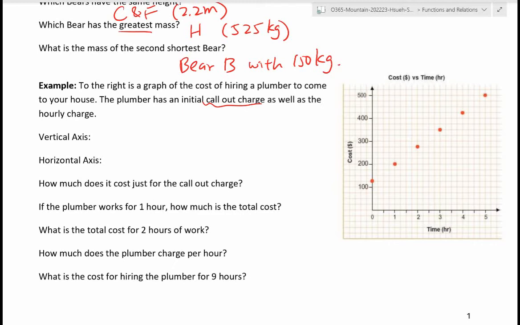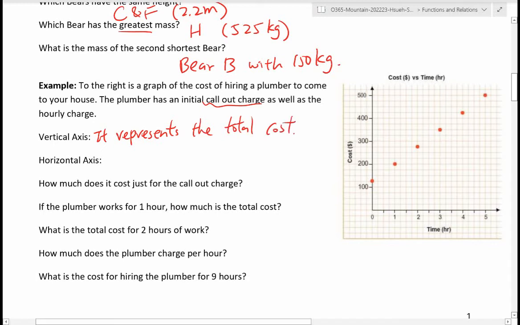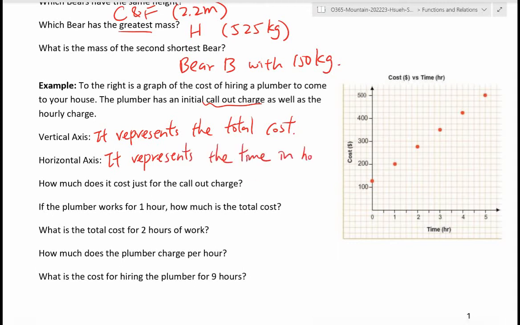Hourly charge, of course. So the longer they work, the more they charge you, for each hour. Okay, so what does the vertical axis represent here? Well, it represents the cost. Let me just call it the total cost. Horizontal axis is the time. It represents the time in hours. And the vertical axis is the total cost in dollars.